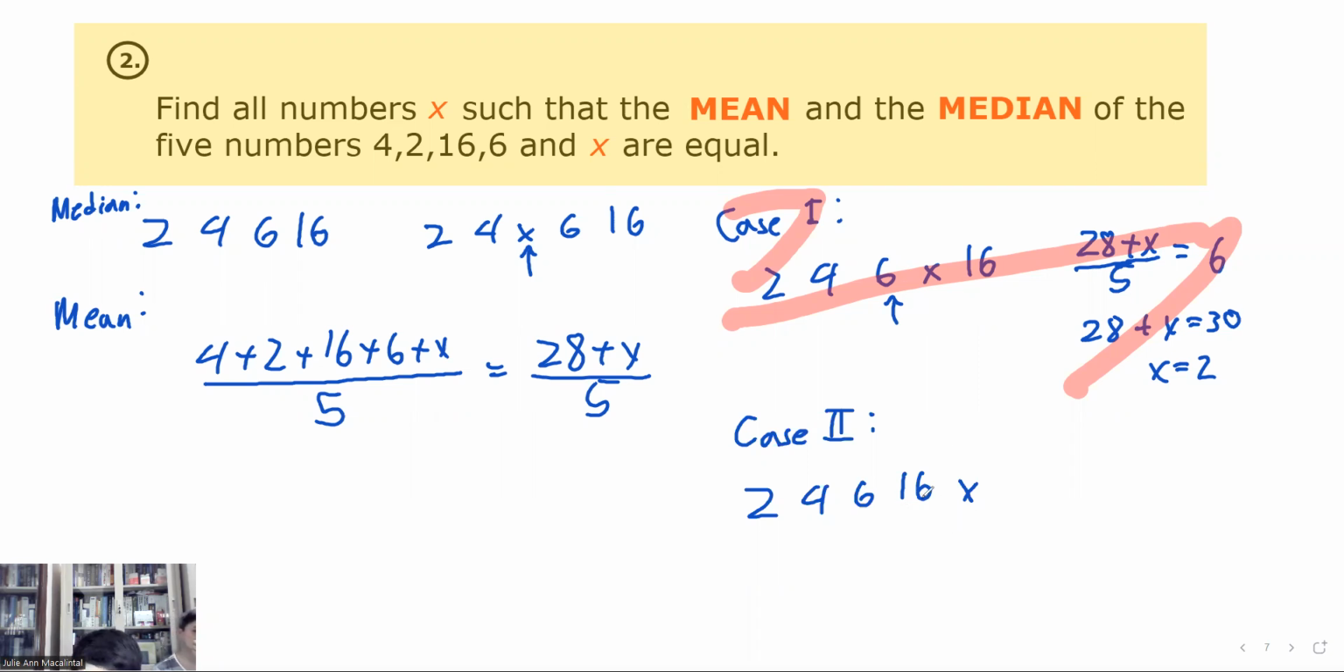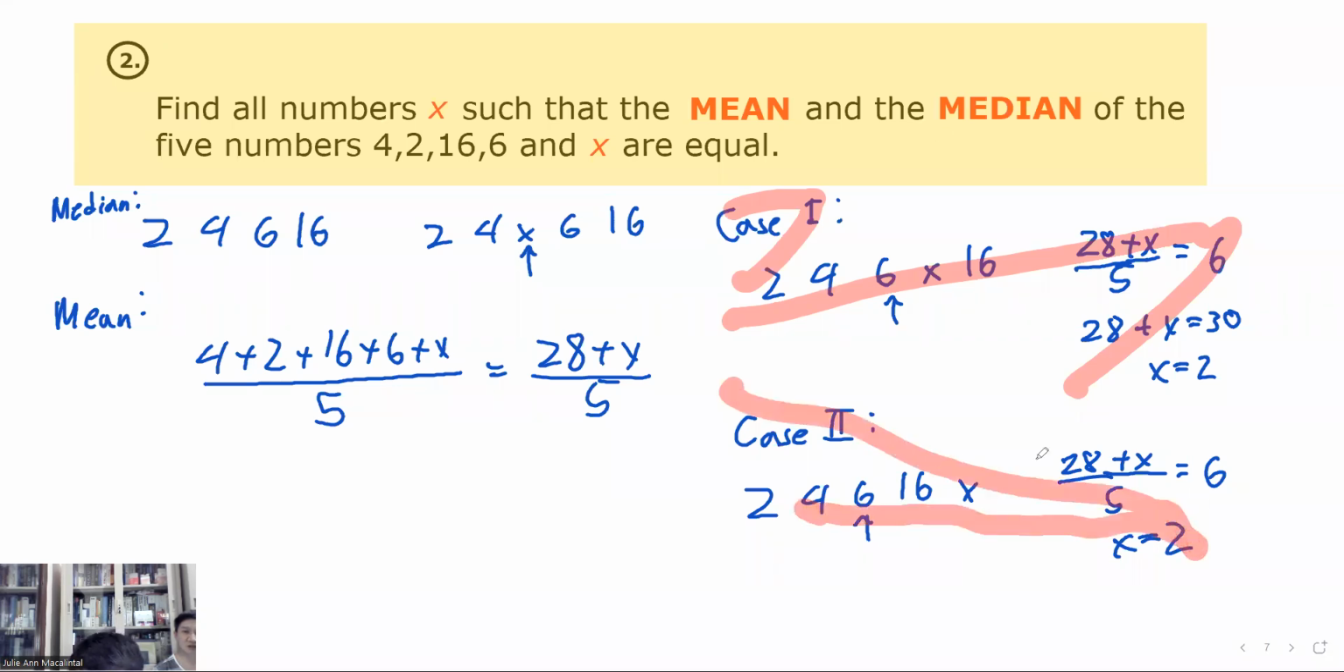So now x is greater than or equal to 16. When it is, the median will still be 6, and the same argument will occur. The median will still be 6, so the mean should also be 6, and then we end up with the same impossible case, that x is equal to 2 when we assumed that it is greater than or equal to 16.